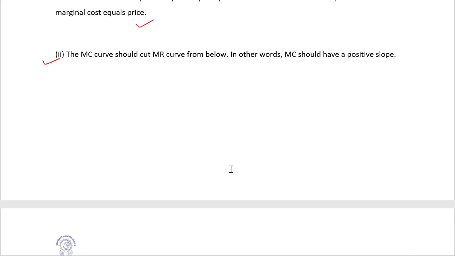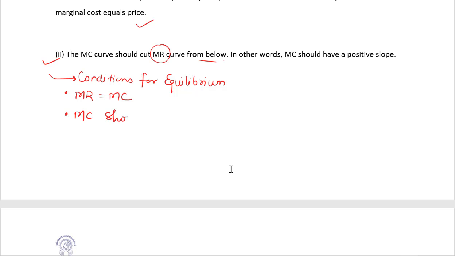Second, the MC curve should cut the MR curve from below. That means the conditions for equilibrium are MR equals MC and MC should be rising, or we can say that MC cuts MR from below.